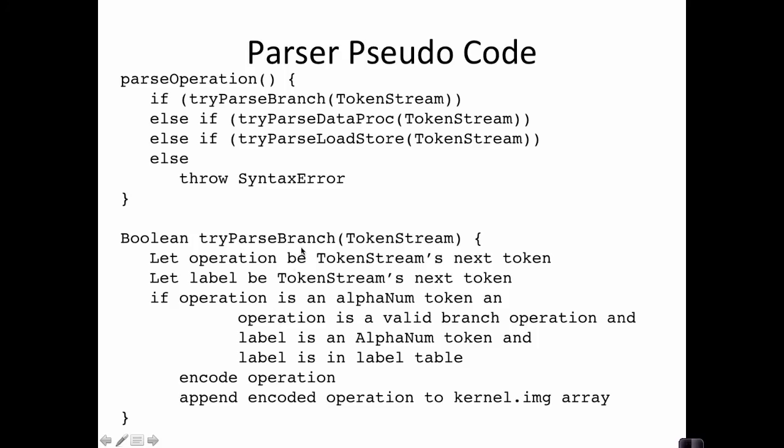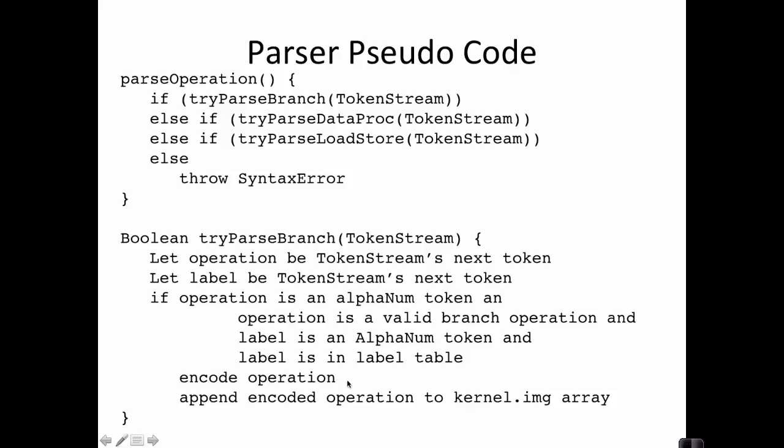So to parse the branch operation, we'll pull the next token off and call that the operation. We'll pull the token after that off and call it the label. This would be the target of where we want to branch. And if the operation is of type alphanumeric, in other words, if this token is an alphanumeric, and if the token is a valid branch operation, so here we'd be checking to see if it's B or BAL or BNE or all the different condition codes that we could concatenate onto the B. And if the label is an alphanumeric type, in other words, this variable here, which is a token, is of type alphanumeric, and if it's in the label table, then we know it's a valid label.